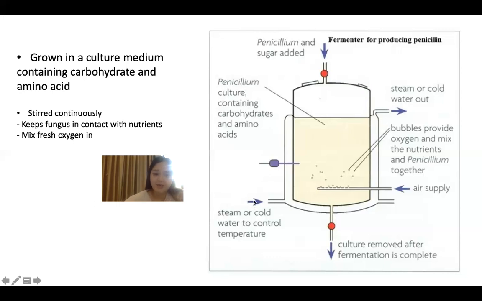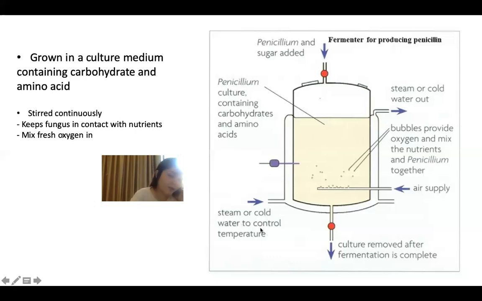Okay, let's start here. They do put steam in, or sometimes cold water in, because there is a thermometer inside. It's not labeled here, but there's a thermometer dictating the temperature inside. We want the optimum temperature for the enzymes to work fast, at the optimum rate, right? So if it's too cold, they'll add in steam. If it's too hot, they'll add cold water to control the temperature.